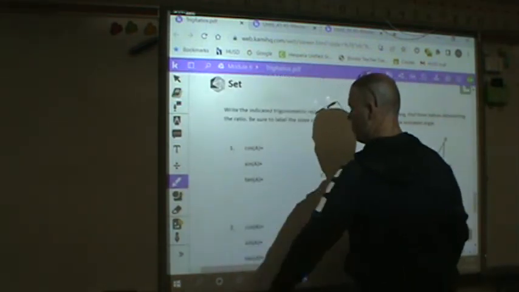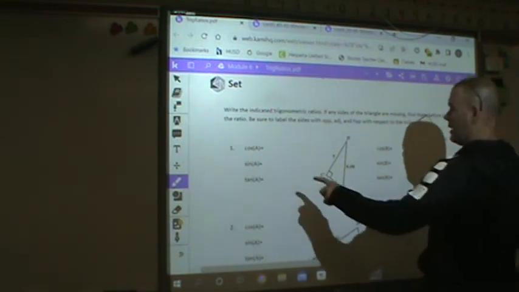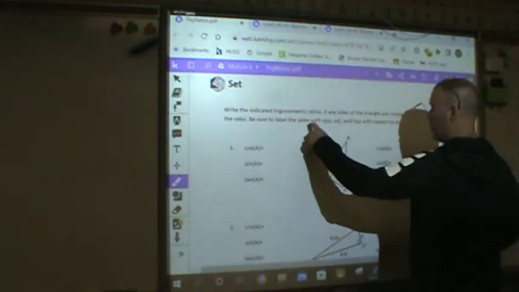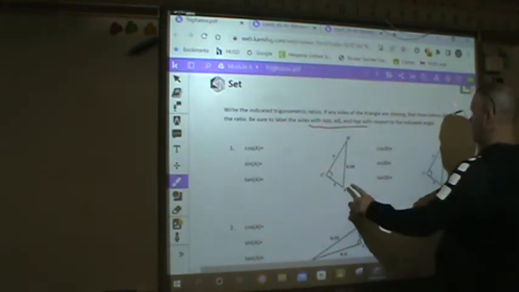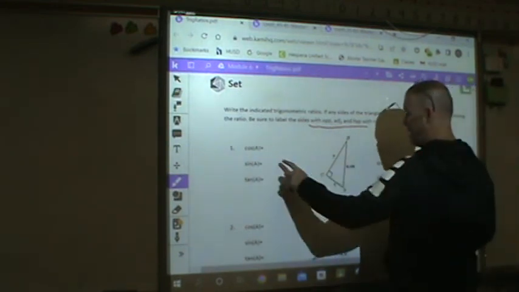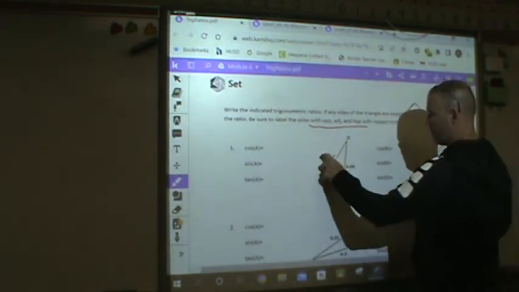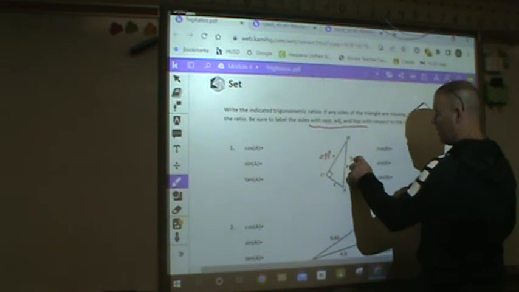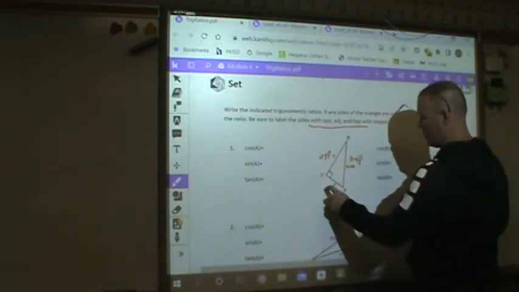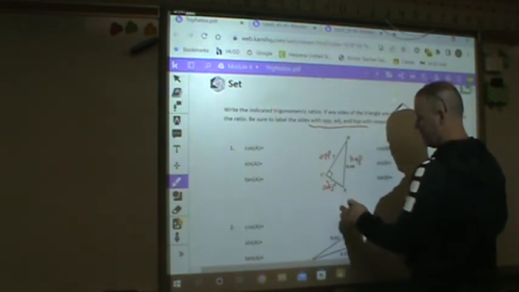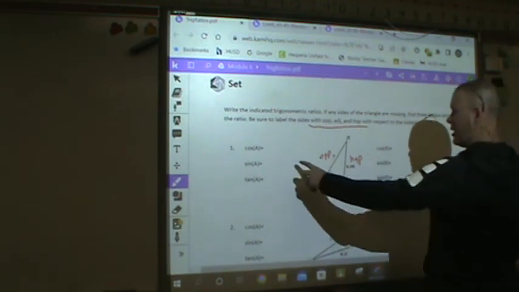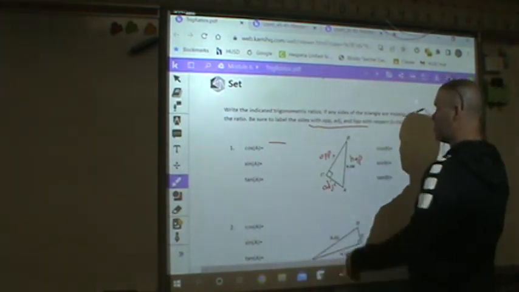Now, for your homework, what we did here, we went ahead and labeled the triangle first, opposite, adjacent, hypotenuse, with respect to the indicated angle. A is the indicated angle, so opposite is 7, hypotenuse is 8.06, and 4 is adjacent. So now you can create your ratios. And that's all it's asking you to do.